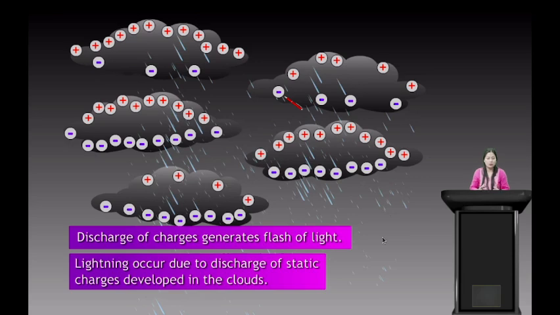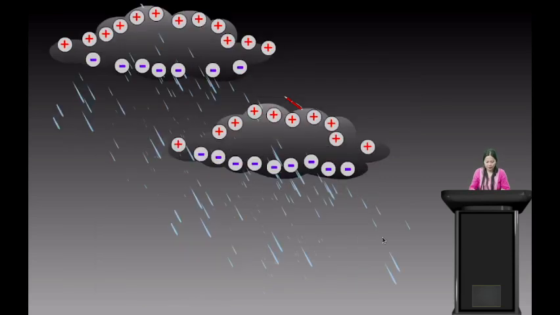So there is discharge of charges, and when there is discharge of charges, it generates a flash of light. So this lightning is due to the discharge of static charges developed in the clouds. All right, so here we see lightning. It is due to discharge of static charges developed in the cloud.